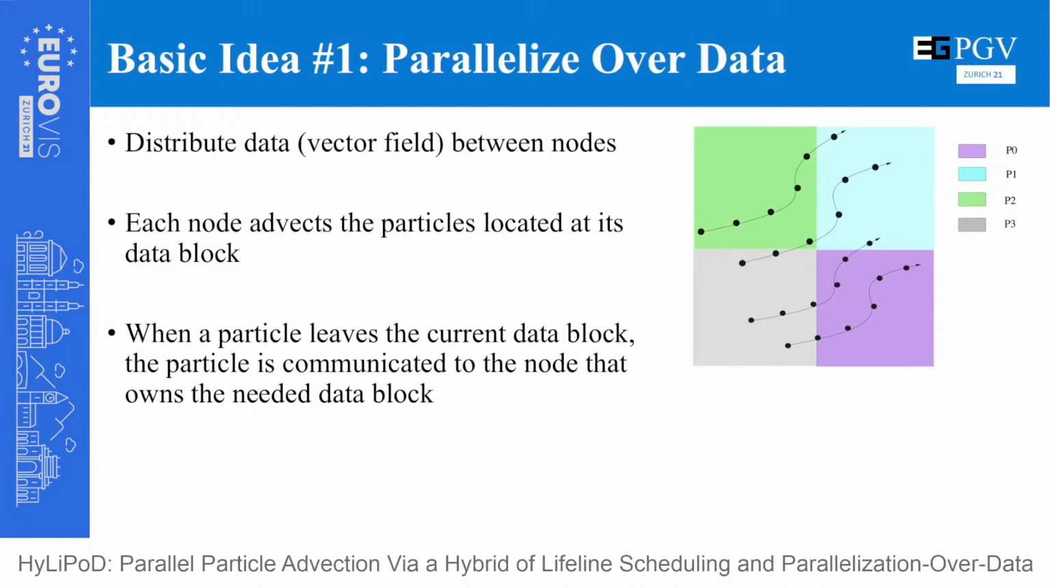How do these main algorithms work? The first algorithm is parallelize over data, and in this algorithm, we distribute the data between the different nodes, and each node advects the particles located in its data block. For example, node 2 is responsible for the green data block here, which means it will only advect particles in that block. Once a particle leaves the block, it is communicated to the node responsible for the new block.